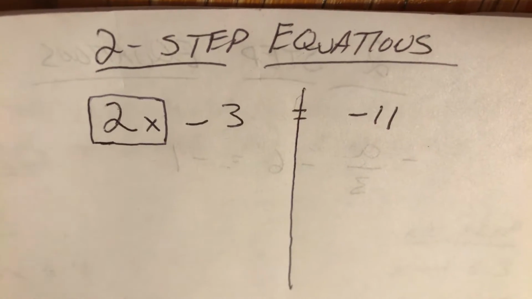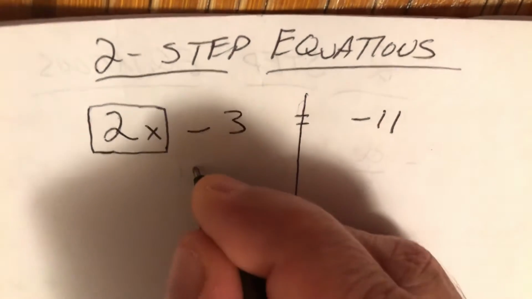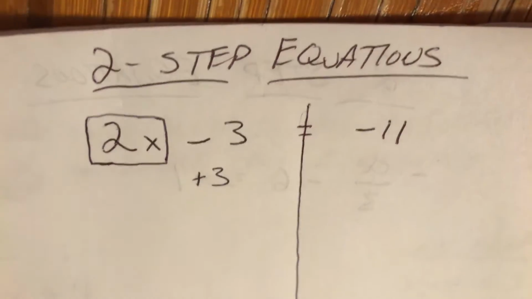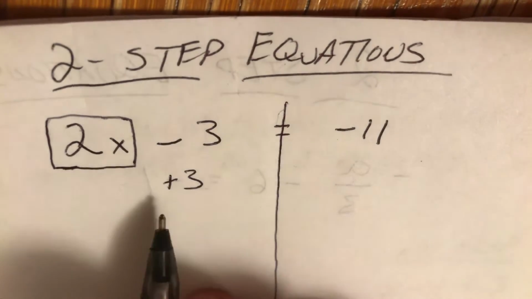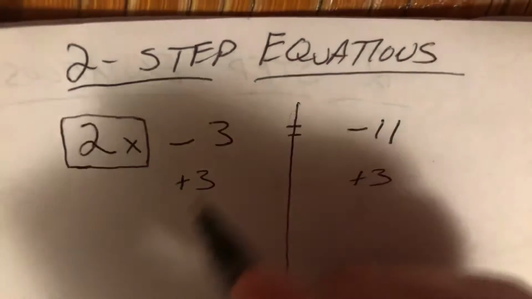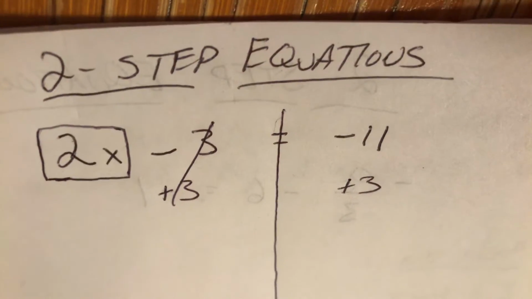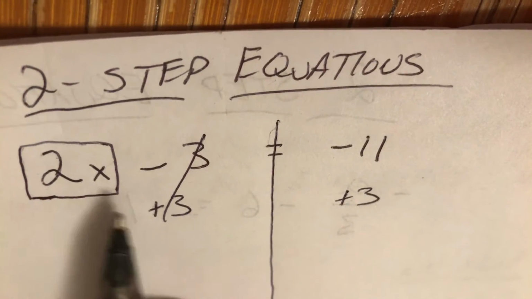Okay? So first step, we're subtracting 3 from this 2x. So the first step is we've got to add 3. And then we have to do the same thing to both sides, so we stay in balance, because I can't add 3 to this side and not add it to this. All right, so I've done that. Cross those out. Negative 3 plus 3 is 0. This x is a little more happy because we've gotten rid of this subtracting 3.